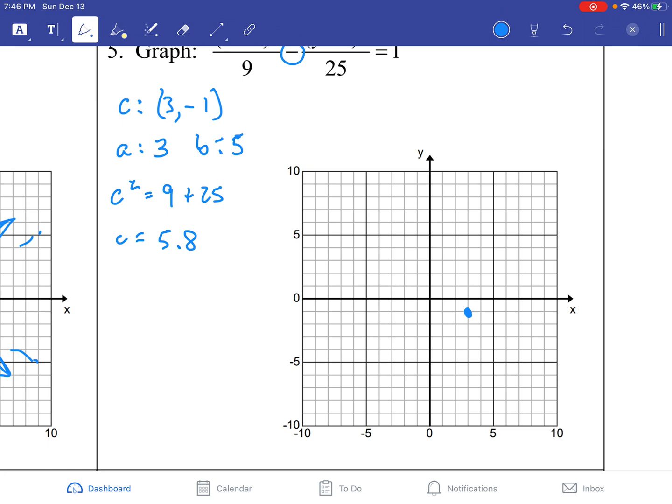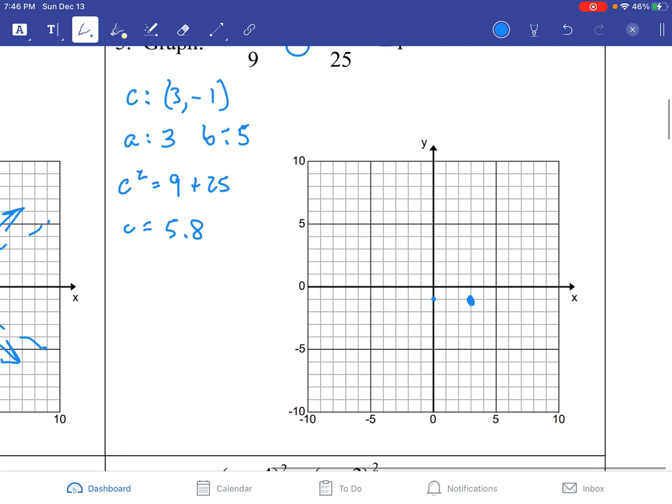So 3, -1 is our center point. Going up 3. No, I'm sorry, I'm going left and right 3. Left and right by 3. Going up and down by 5. 2, 3, 4, 5.